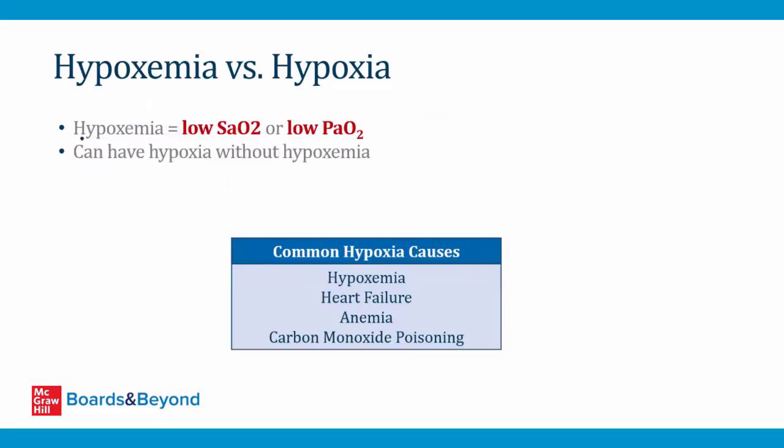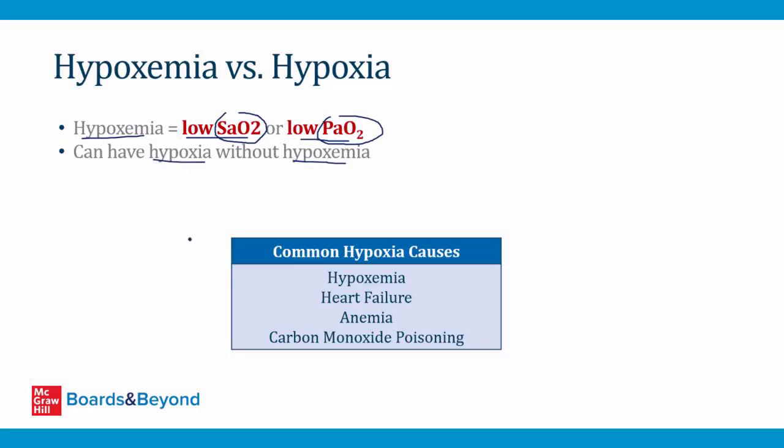So as I said before, the definition of hypoxemia is a low PaO2, but because PaO2 and SaO2 go together in clinical practice, when a person has a low SaO2, then we say that they have hypoxemia. And that's because anytime we have a low amount of hemoglobin bound to oxygen, we know there must be a low PaO2. You can, however, as I just said in the last slide, have hypoxia without hypoxemia.